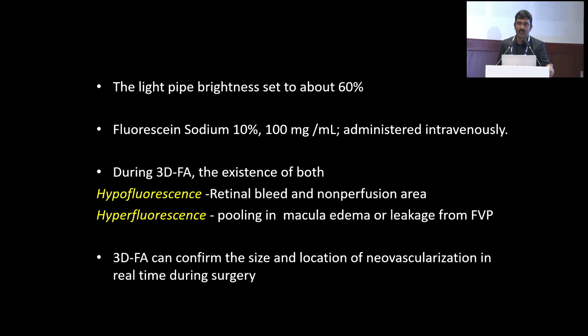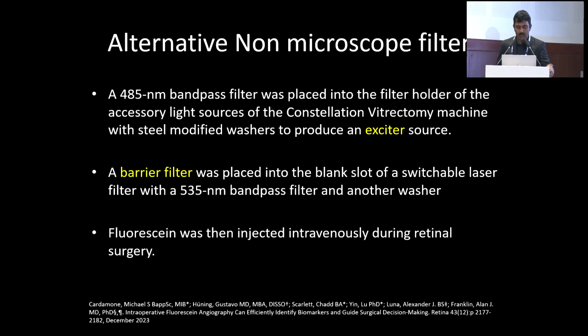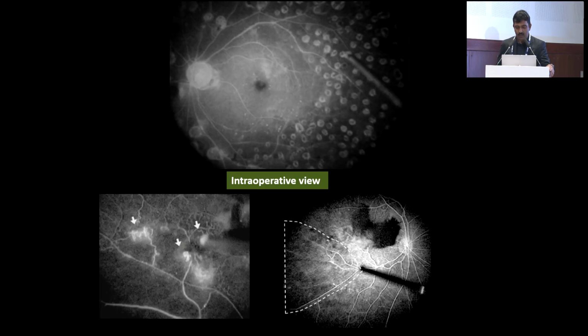Similar to what you see after fluorescein injection, you can have either hyperfluorescence or hypofluorescence based upon the lesion which you are seeing. 3D FA can confirm the size, location, and the neovascular status. A recent modification is that instead of fitting onto the microscope, you can fit the excitation and barrier filters within the vitrectomy system as well as into the laser system, so that you can avoid fitting the filter onto the microscope. These are the intraoperative views which clearly show the CNP areas, capillary non-perfusion areas, and the neovascular areas.